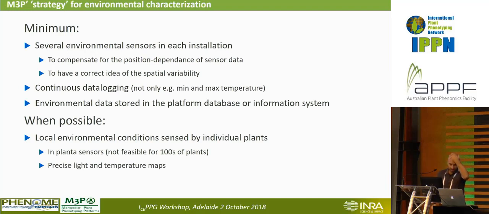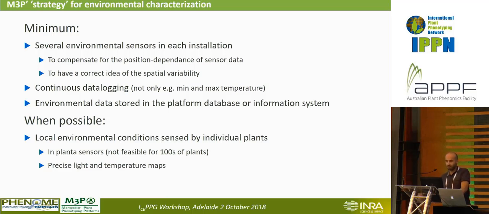So the strategy that we have followed, or at least the things we do in our platforms, is as a minimum having several sensors in each installation, and this is useful for compensating for the position of the sensor and having an idea of the spatial variability. Data has to be continuously logged, not only measuring minimum or maximum temperature, so we need measurements at regular time lapses. And the environmental data has to be stored in a database or information system devoted to each platform. And when possible, having local environmental conditions as sensed by individual plants.